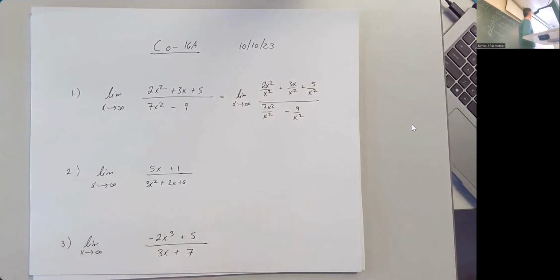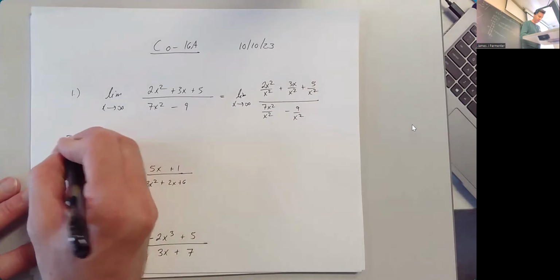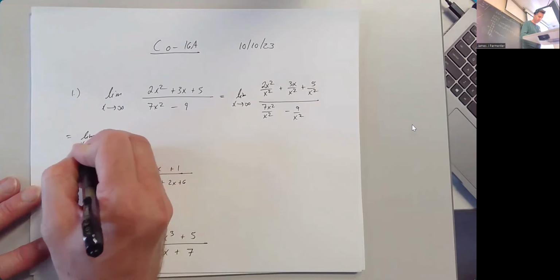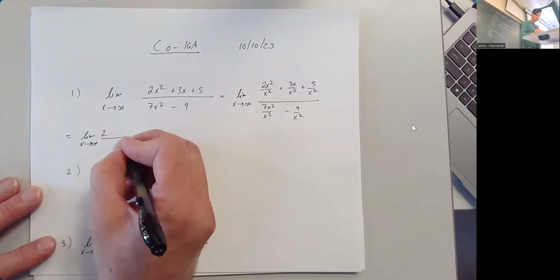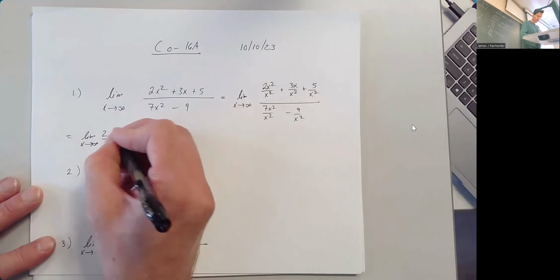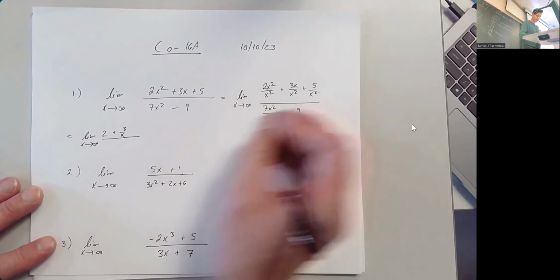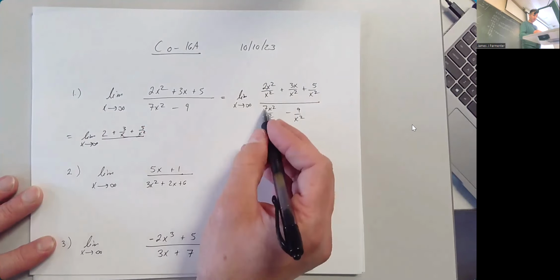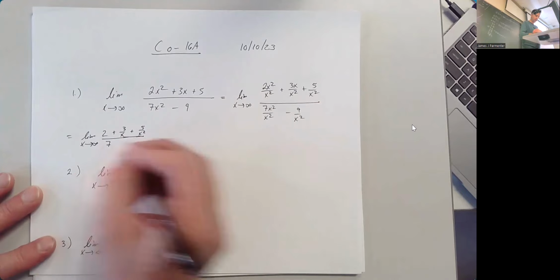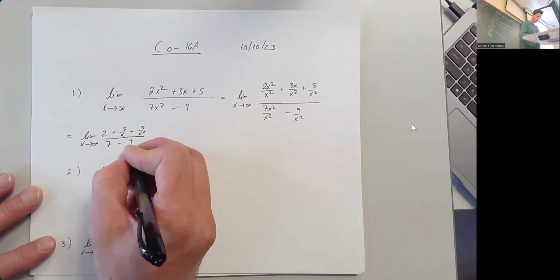I think it's totally reasonable to skip this step on your own. I would totally feel fine with you saying we're going to have the limit as x goes to infinity of 2x squared over x squared is 2. 3x over x squared is 3 divided by x. 5 over x squared is still 5 over x squared. And then in the bottom, 7x squared divided by x squared is 7. And we have 9 divided by x squared.